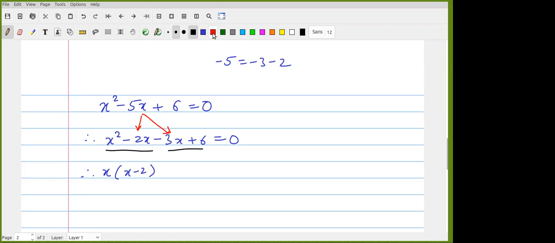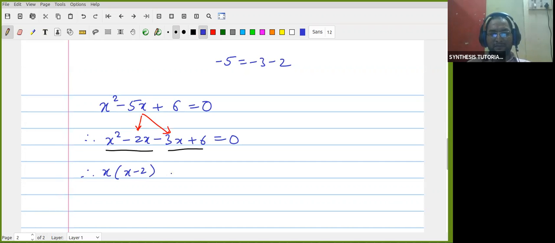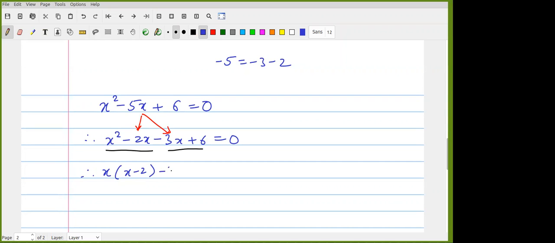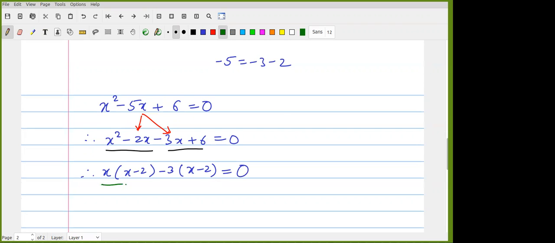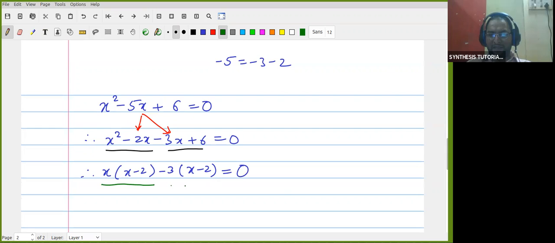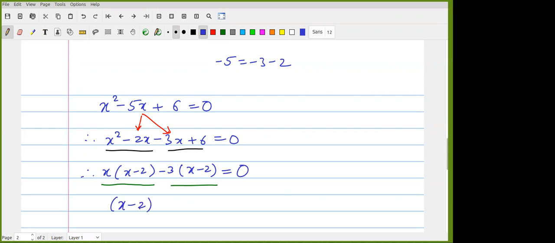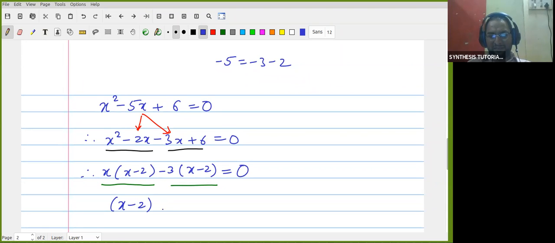Now from here what can I take common? Minus 3. I can take 3 also, that's not a problem, but then I'll not get this structure here. So x minus 2 will remain, and call this equal to 0. Yes or no? Yes, sir. Now what is common in this term and this term? X minus 2, right? And now what is remaining? X minus 3. All of you agree?